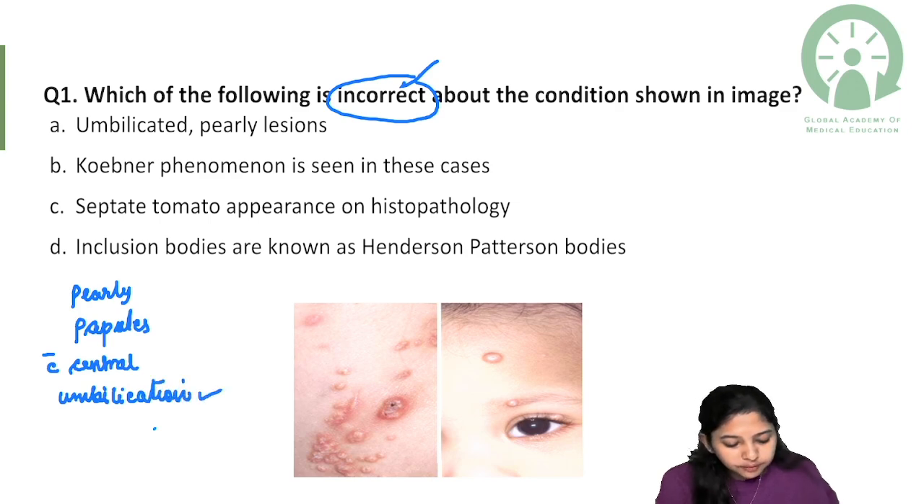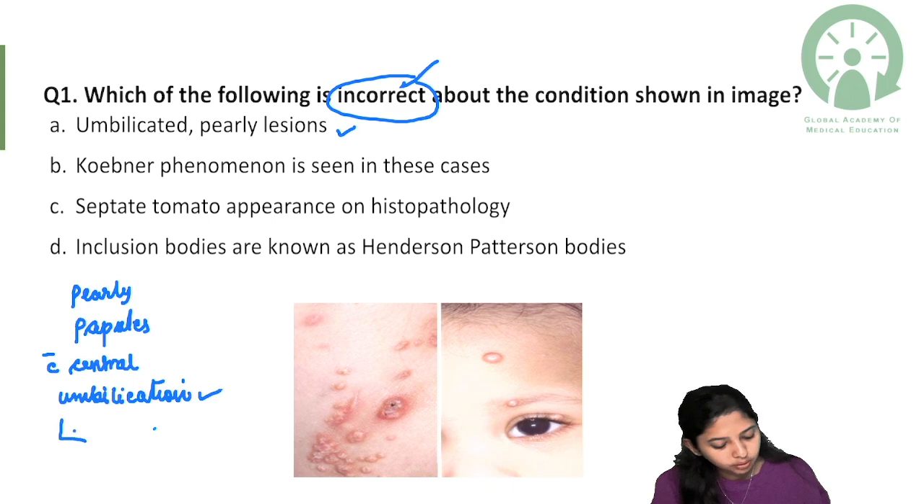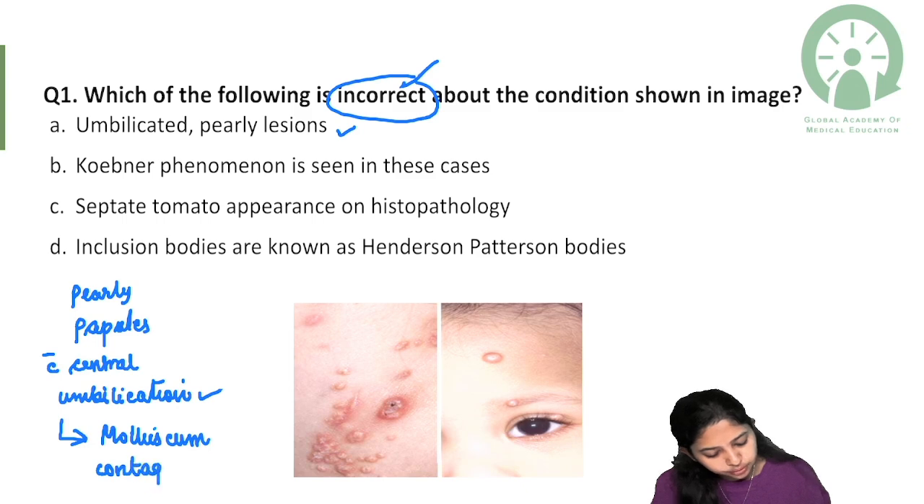So of course, the first statement is correct. We are getting a child probably who has developed pearly white umbilicated papular lesions, right? Koebner phenomenon is seen in these cases, but first we have to understand what we are looking at. So what do you think this is? This is molluscum contagiosum. This is a very classic picture of a condition called molluscum contagiosum.